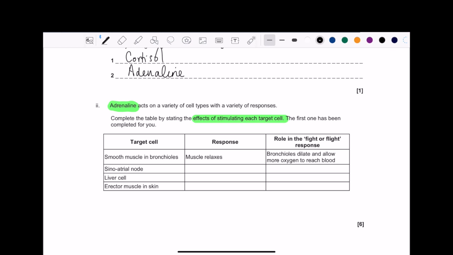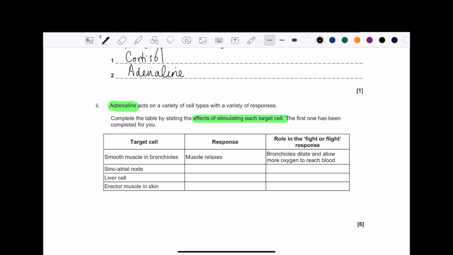Glycogenolysis, that's what it does. What's the effect of adrenaline on liver cells? Well, it would increase the glycogenolysis. And the role in the fight or flight response would probably be, it makes more glucose available for respiration. Very obvious, very standard, easy.